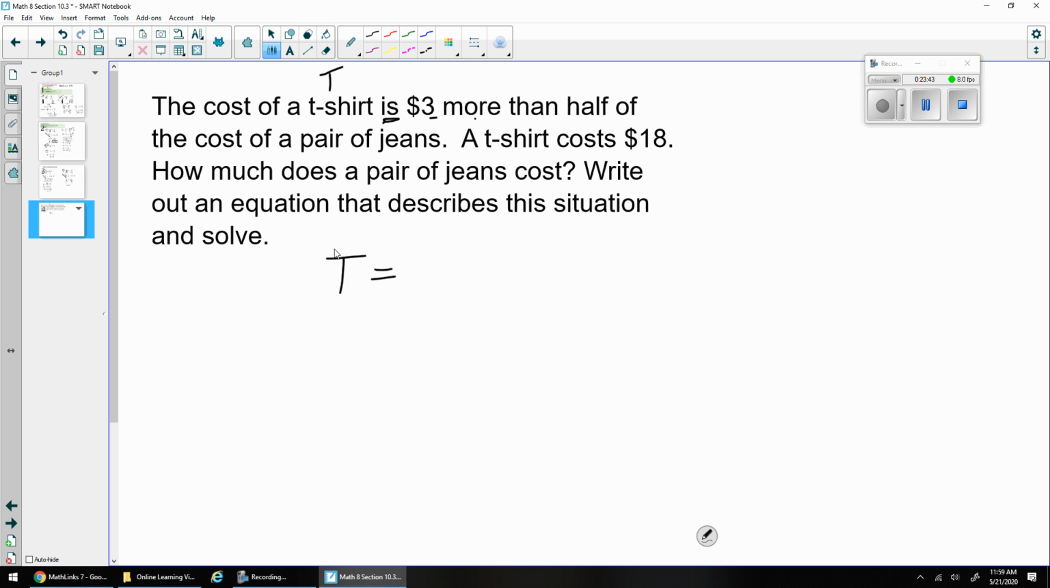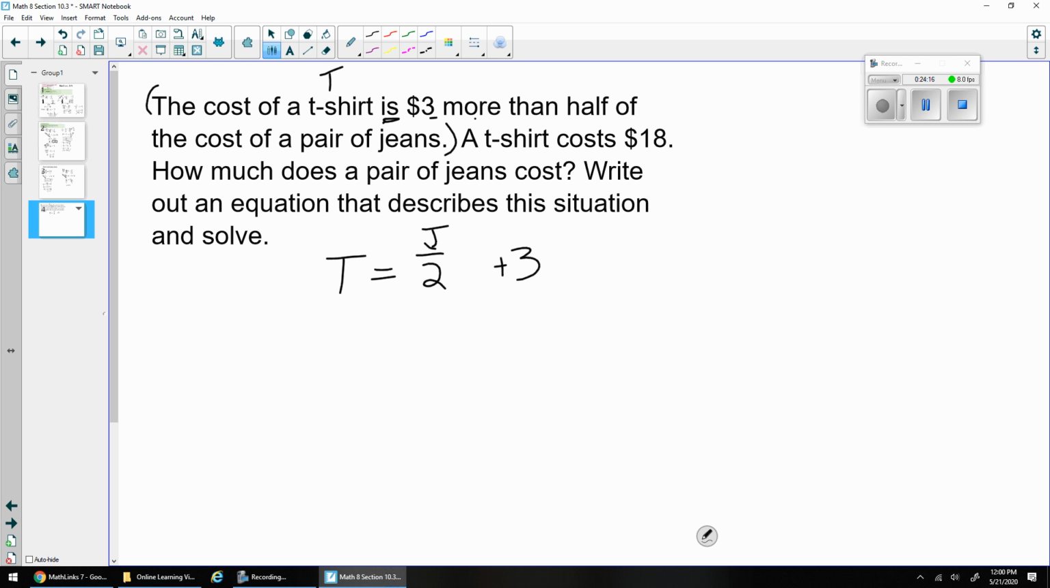My second sentence, I'm told a t-shirt costs $18. So I can get rid of my t and substitute in 18, because a t-shirt is $18. Now the question is, how much does a pair of jeans cost? So we need to solve for j. We already wrote an equation that describes the situation, and now we can solve for j, the cost of a pair of jeans.